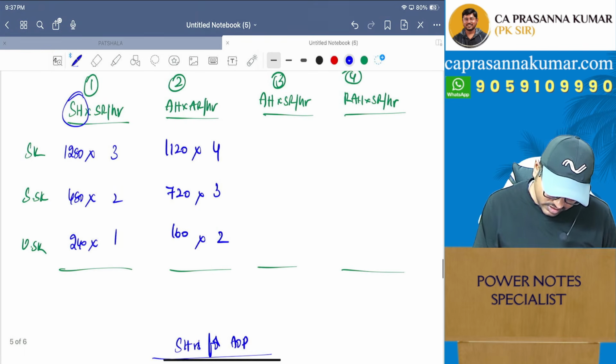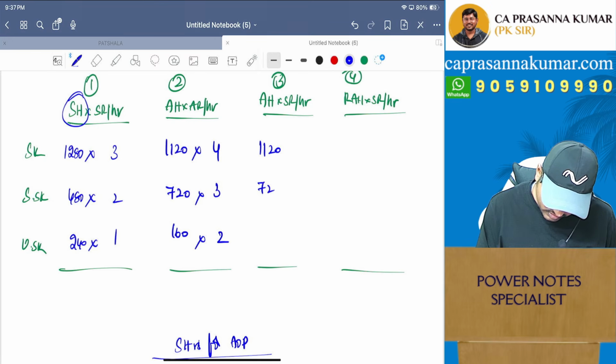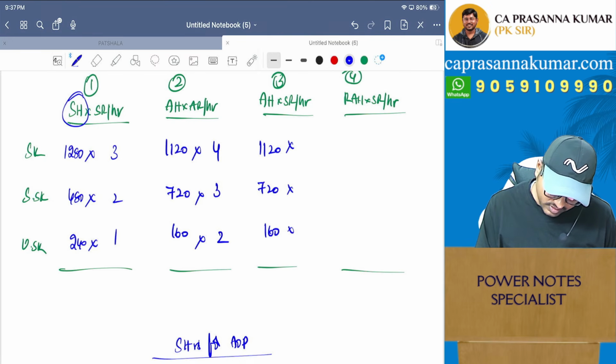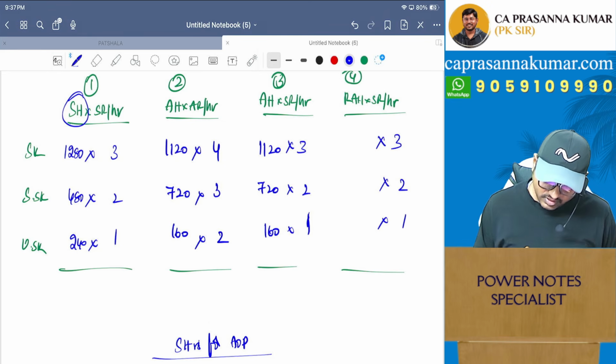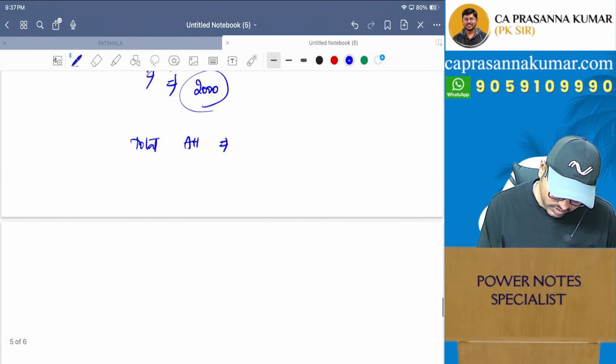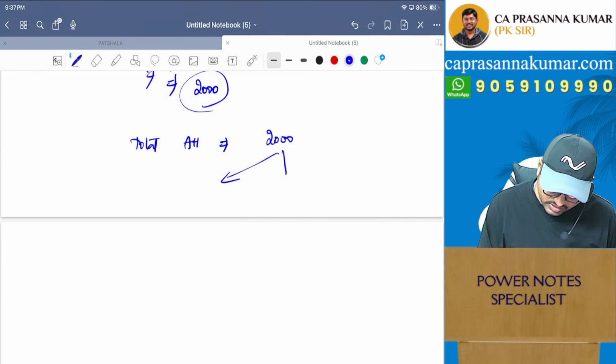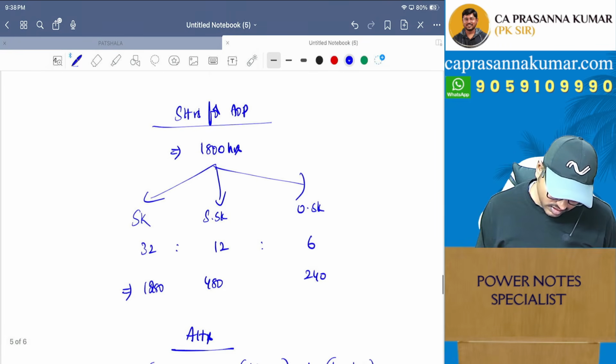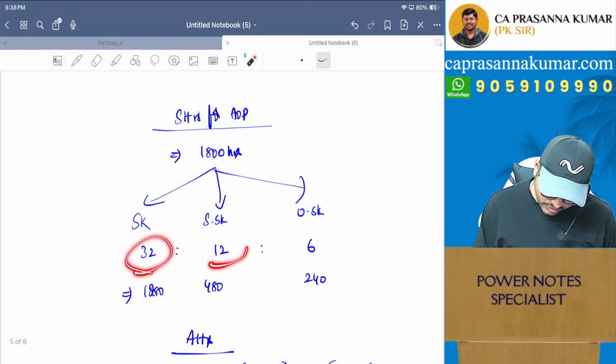Okay, next, actual hours we already know: 1120, 720, 160, into standard rate per hour, 3, 2, 1. Correct? Standard rate per hour we already know. Revised actual hours. Total actual hours is how much? Sir, just now we have calculated it. This should be rewritten in standard proportion between skilled, semi-skilled and unskilled. What is the standard mix ratio? 32, 12, 6.